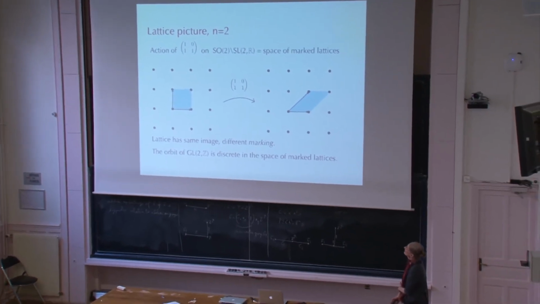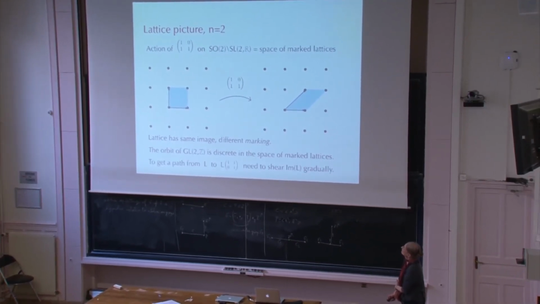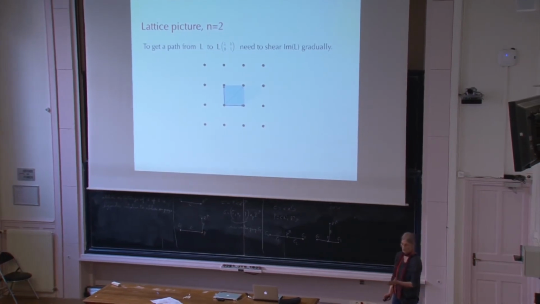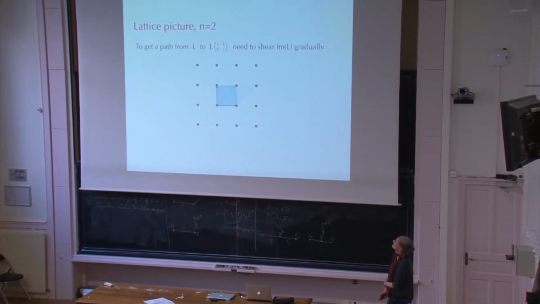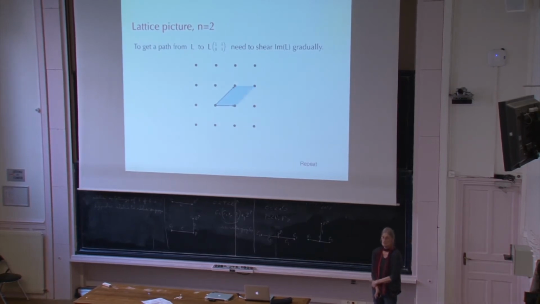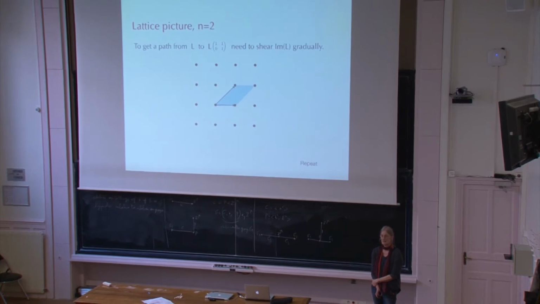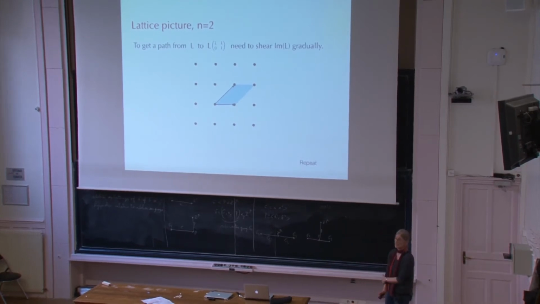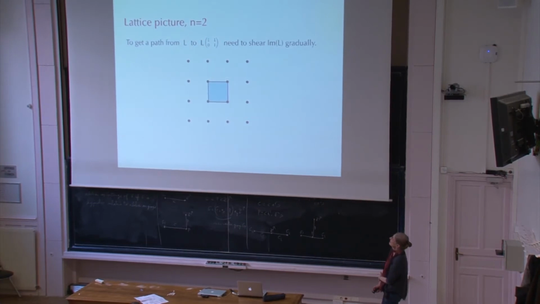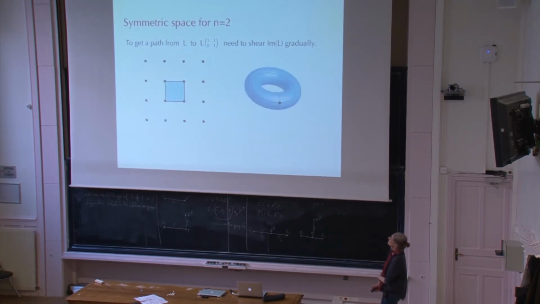So in order to get from that one to that one, you need a path. And the thing you would naturally think of doing is you just shear the lattice. Okay, that gives you a path of lattices, of marked lattices. So I'm going to do this again. I'm going to keep track of where I started with the little black box. I'm short on time. I'm not going to repeat.